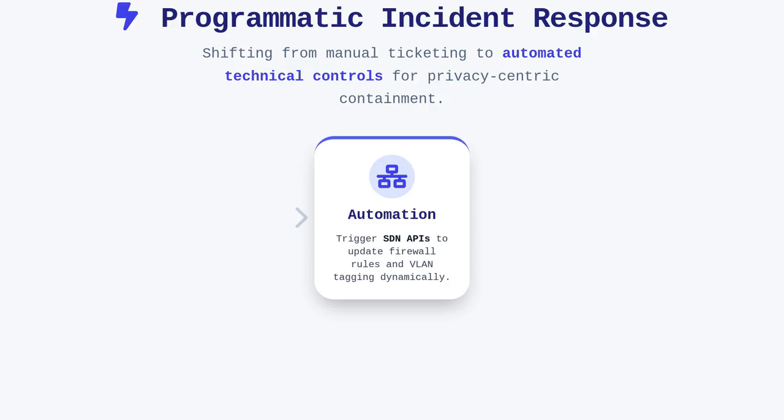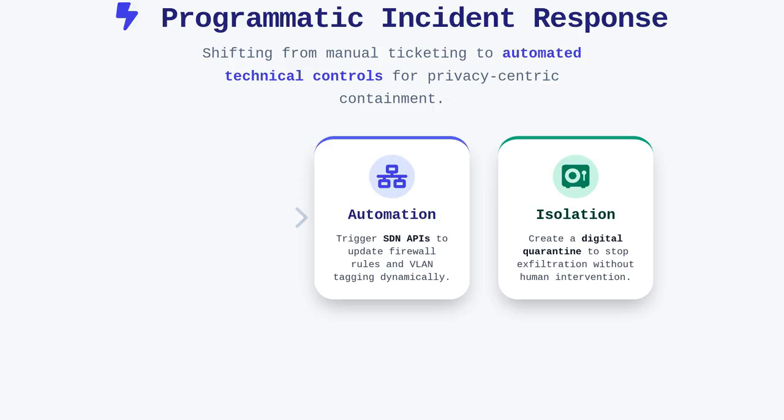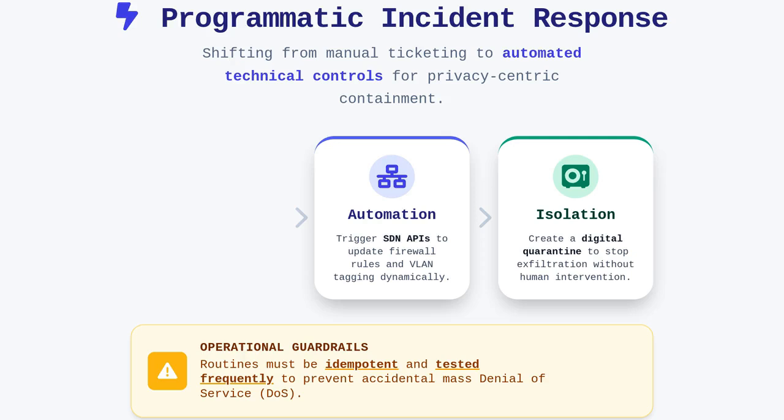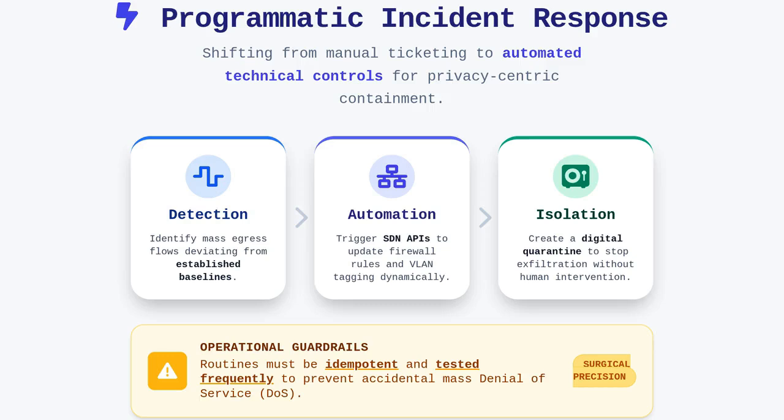By decoupling a compromised node from the wider production network via software-defined networking APIs, you effectively create a digital quarantine zone without needing human intervention to physically pull cables. These routines must be idempotent and tested frequently to ensure they do not accidentally cause mass denial of service for legitimate users during a false positive scenario. The goal is surgical precision and isolation, relying on pre-configured triggers that identify mass egress flows which deviate from established baselines.